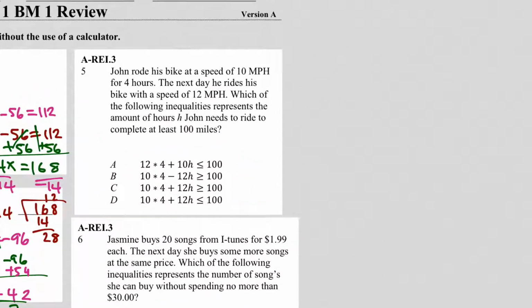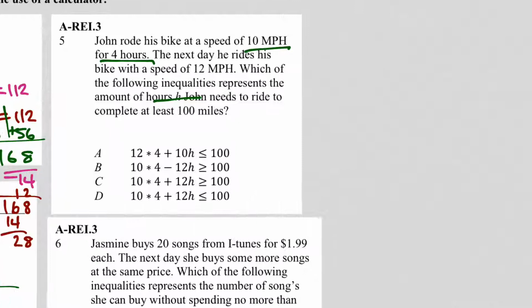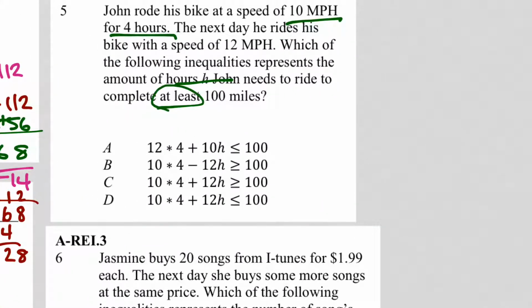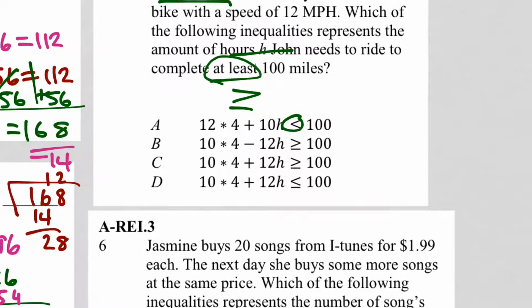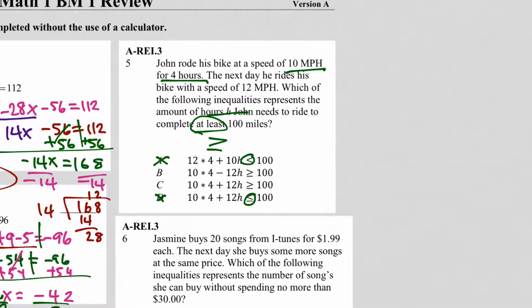Number 5. John rode his bike at a speed of 10 miles per hour for 4 hours. The next day he rides his bike with a speed of 12 miles per hour. Which of the following inequalities represents the amount of hours John needs to ride to complete at least 100 miles? Well, I'm going to go based on the inequality. At least means greater than or equal to. So A is already out because his is less than, and D is already out. So now it's between B and C.